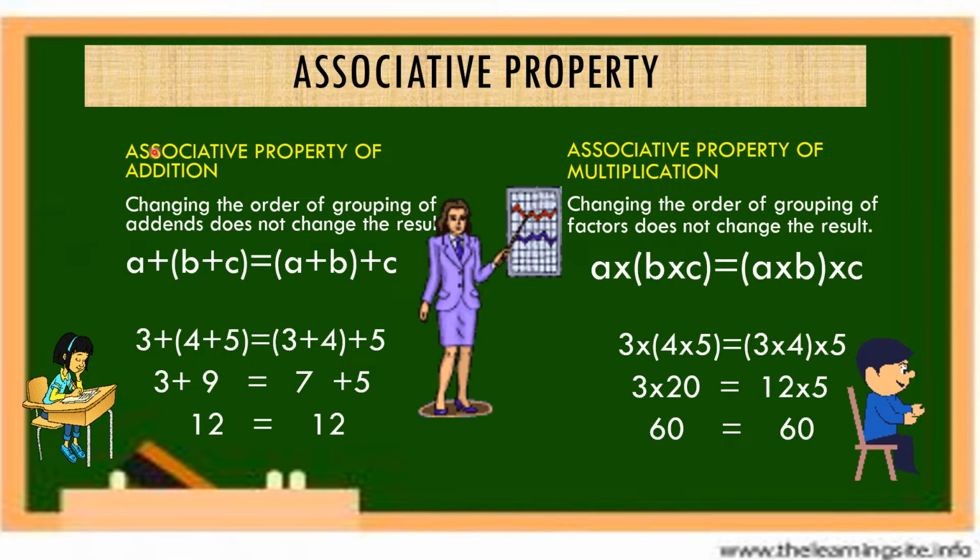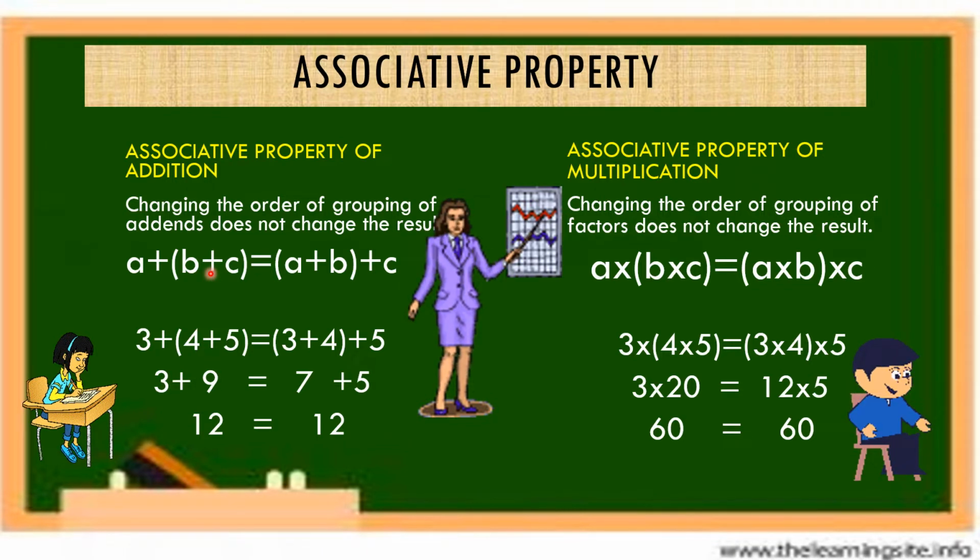Associative property. Associative property of addition. Changing the order of the grouping of the addends does not change the result. Anong ibig sabihin nito? Meron tayong tatlong numero. Pero sa tatlong numerong ito ay may ibang grupo. A, B at saka C. Ang magkagrupo sa una ay B plus C. Ang magkagrupo sa kabila ay A plus B. So, napuna natin na magkaiba ng grupo. Ang tanong, kapag ba iniba natin ang grupo, ay magbabago ba ang sagot?